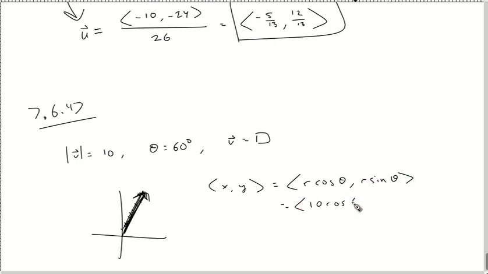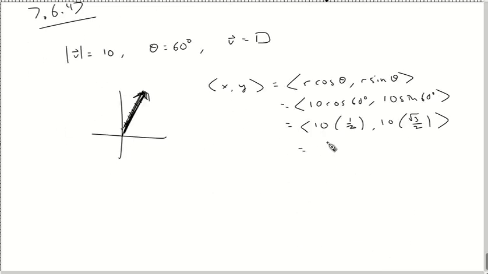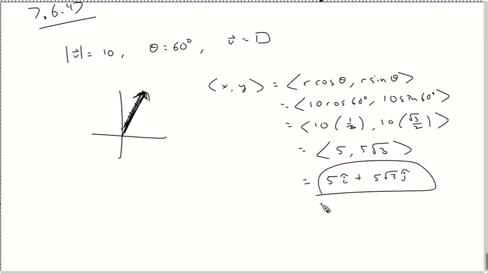10 cosine of 60, 10 sine of 60. That's a half. Square root 3 over 2. Cancel, cancel, cancel. Okay. And of course they want it in component form. That's supposed to be a j. Whew. All right.